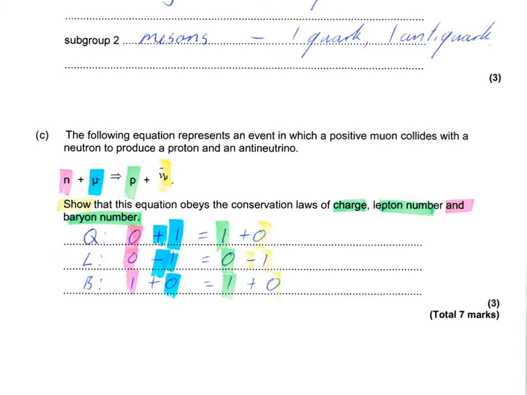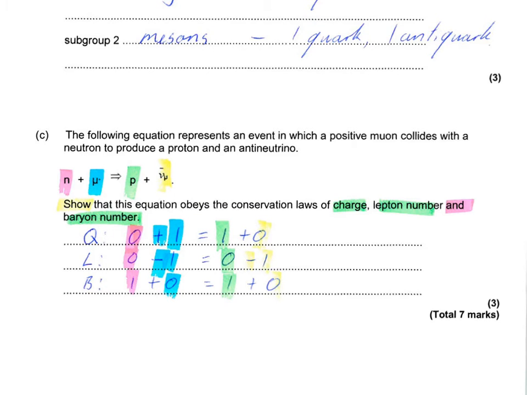Part C, we're then given the equation representing an event in which a positive muon, which I'd call an anti-muon, collides with a neutron to produce a proton and an antineutrino. Show that that equation obeys the conservation laws of charge, lepton number and baryon number. So we'll do that one at a time.